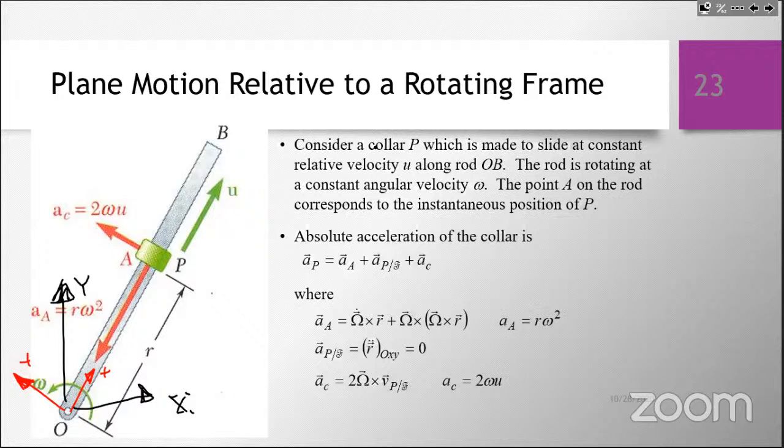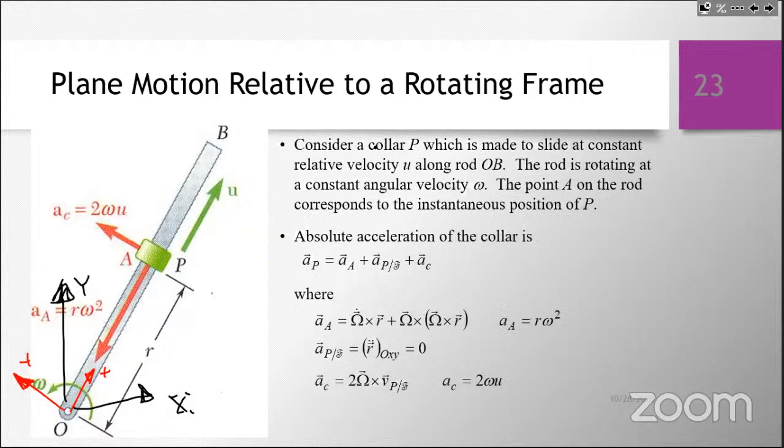And then the last part is the Coriolis acceleration. The Coriolis acceleration is 2 omega cross V P with respect to the rotating frame. We know this V sub P with respect to the frame because we're told it's u. That is the relative velocity of the collar with respect to the bar. And we're just substituting in lowercase omega for capital omega. So that's what we're left with.